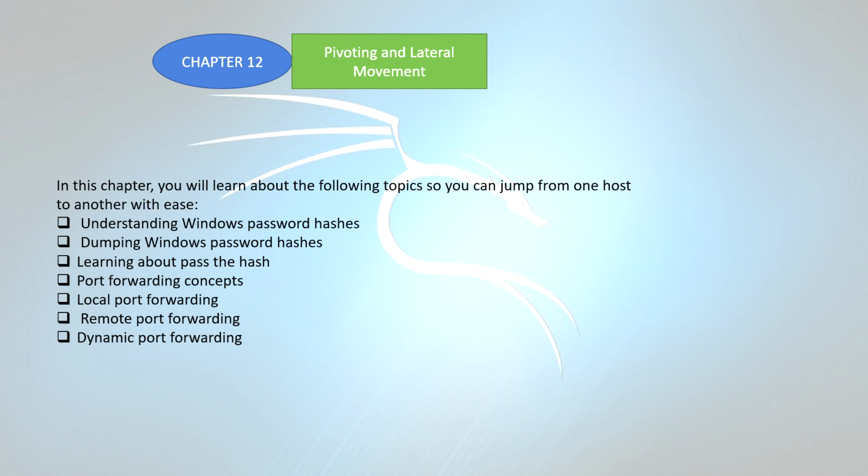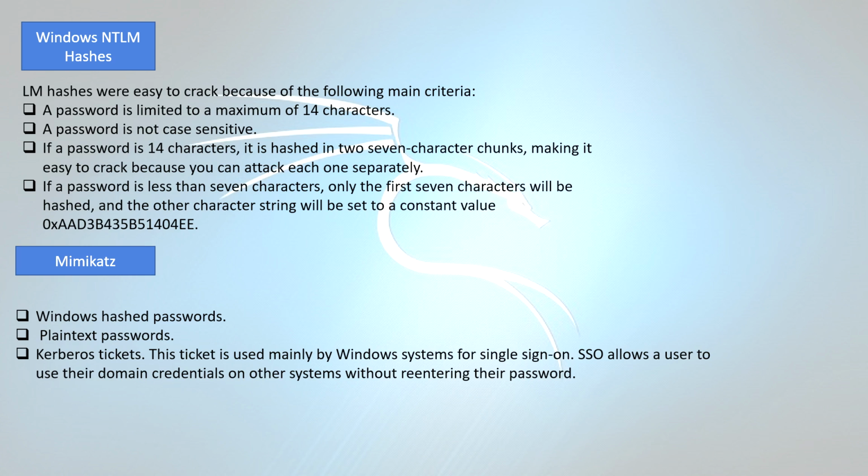Next is chapter 12, pivoting and lateral movement. This chapter covers understanding the Windows password hash and dumping the Windows password, remote forwarding, dynamic forwarding. Windows NTLM hash: the password is limited to a maximum of 14 characters and is not case sensitive.